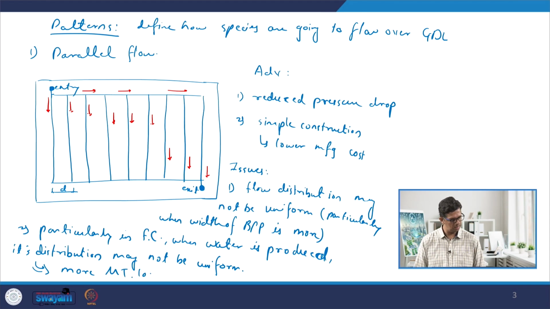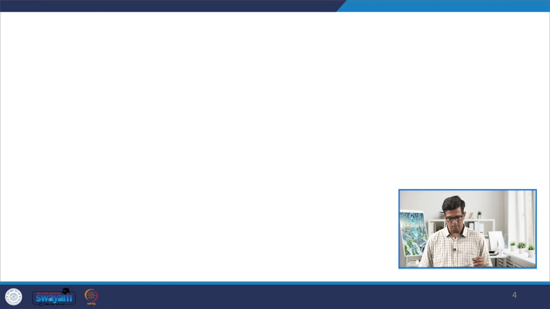mass transfer losses. In other words, if we have water produced on the cathode side in a hydrogen-oxygen fuel cell, and this water gets stuck in any of the channels, that particular channel becomes useless for oxygen to flow. When the oxygen is not supplied to the reaction sites, it basically means that we have mass transfer losses popping up, and that is the main issue with the parallel flow.